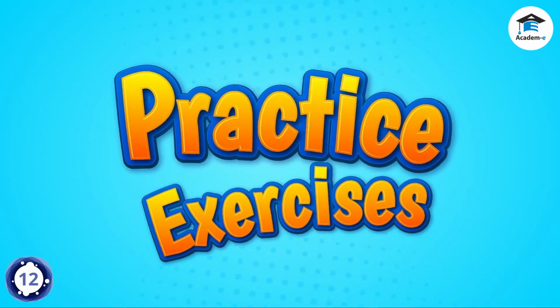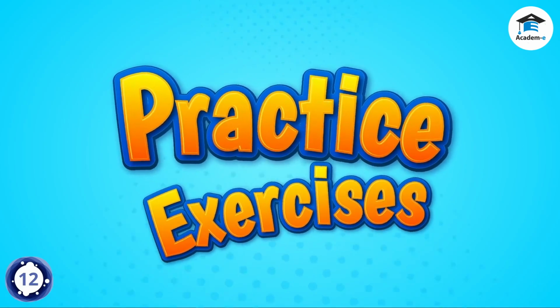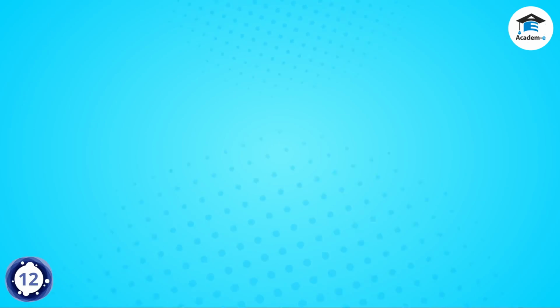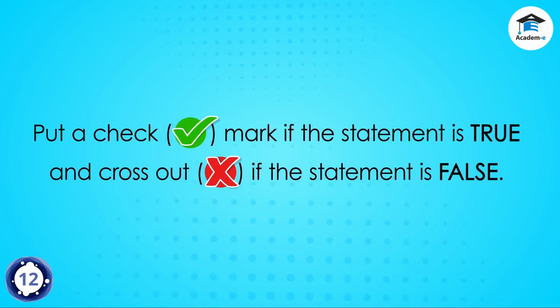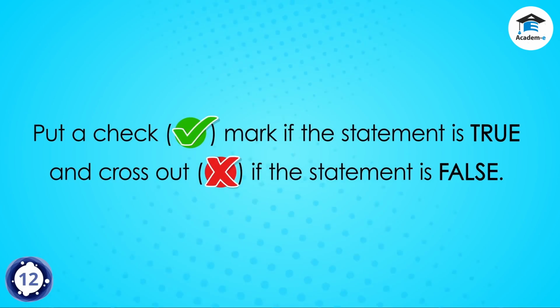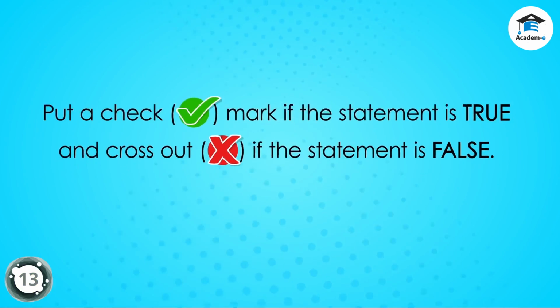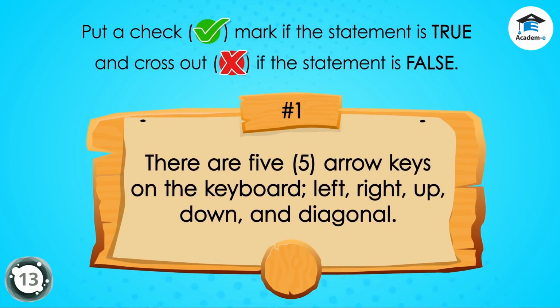Practice exercises. Put a check mark if the statement is true and cross out if the statement is false. Number 1. There are 5 arrow keys on the keyboard: left, right, up, down, and diagonal. There are only 4 arrow keys on the keyboard. Diagonal is not included.